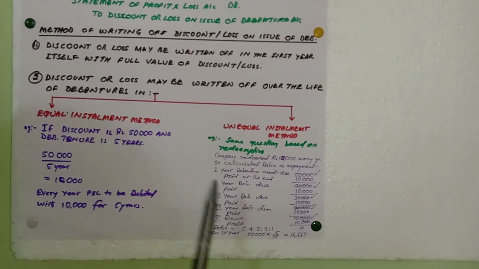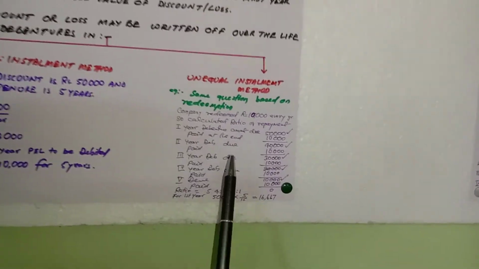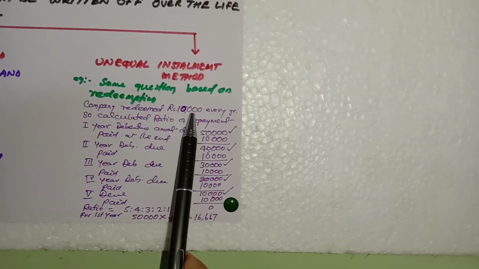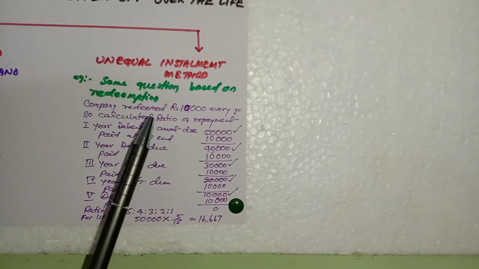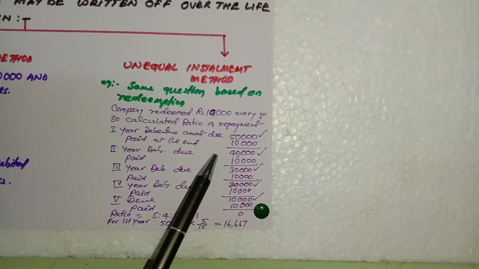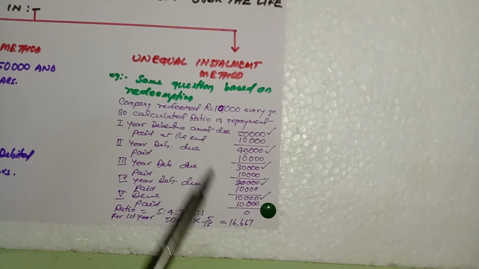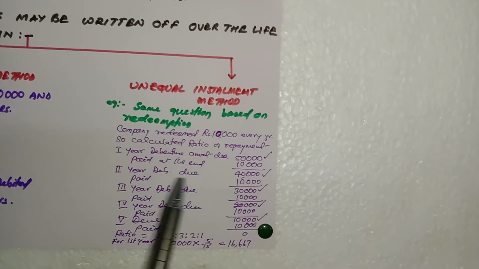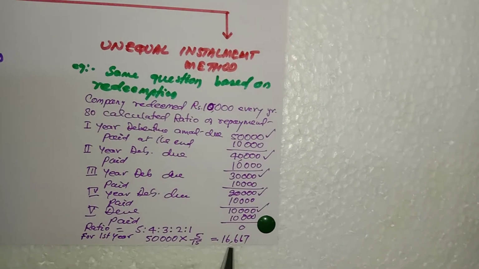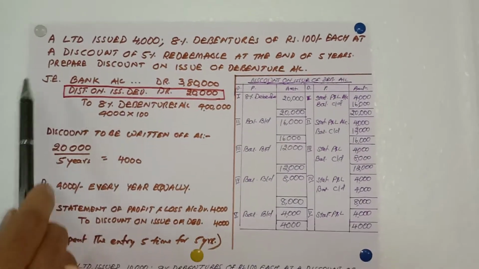Now coming to unequal installment, I am taking a slightly different situation here. The amount is the same. The company redeemed 10,000 rupees every year. That means if the total loss is 50,000 rupees and every year we are repaying 10,000 rupees, we can take the ratios of this, which I am going to explain once again with the help of a question. So we can take the ratio and write off the losses like this.